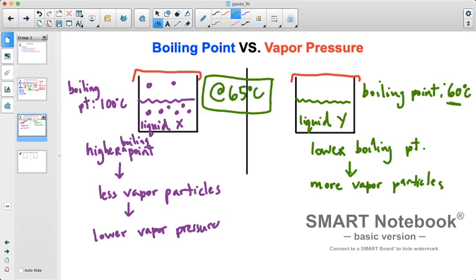So this liquid actually can be boiling. So we might have two liquid particles, but we're going to have a lot of vapor above the surface of the liquid. Now, as there are more vapor particles, we're going to have a higher vapor pressure.